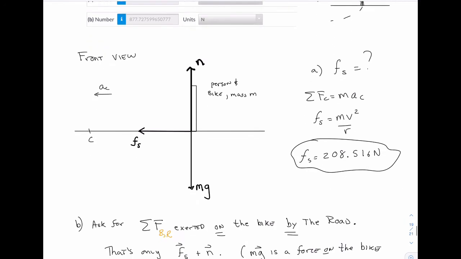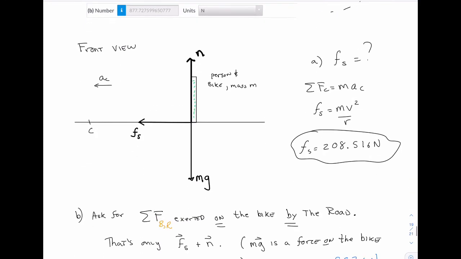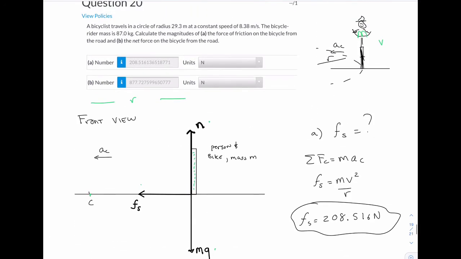So I drew a front view. This thing is my bicycle, it looks like the front tire. I drew the forces on the bike: I have the weight, the normal force, and the static friction between the tires and the road. There's my radius of curvature, there's the center of curvature, and I'm accelerating toward the center. They want to find the force of friction on the bike from the road.